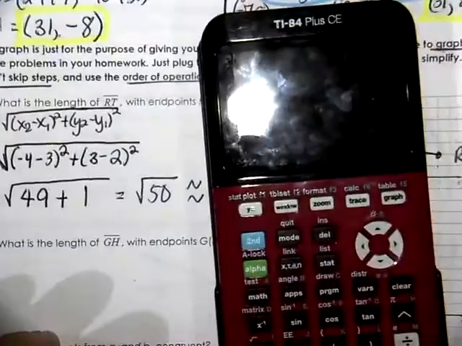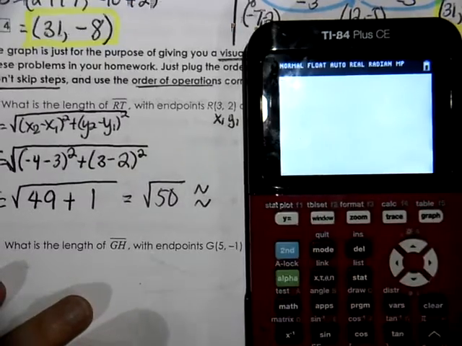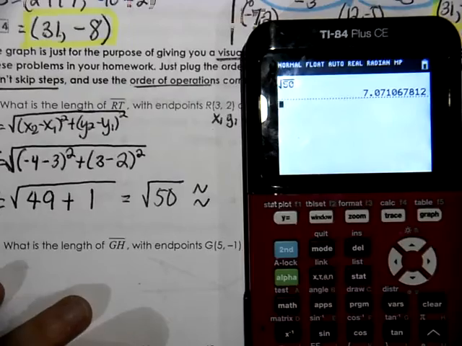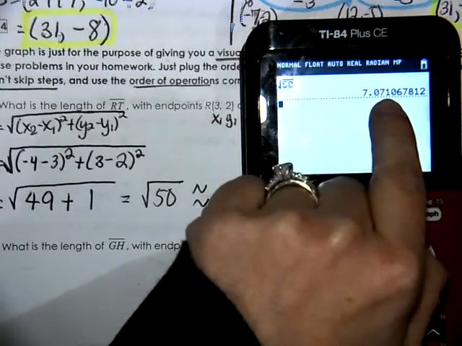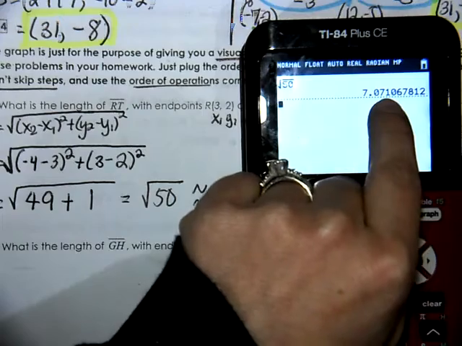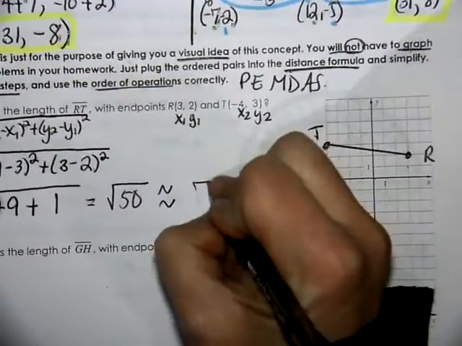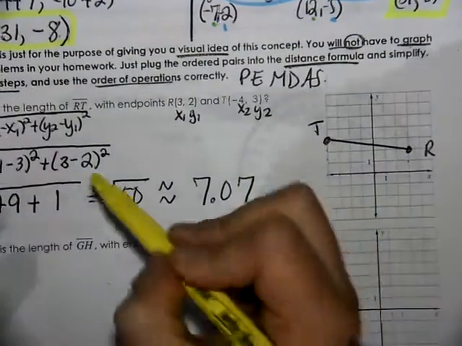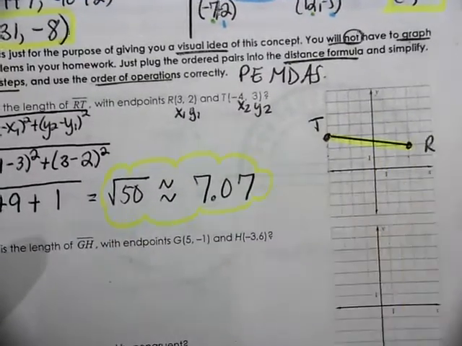I'm going to put the square root of 50 into my calculator. I'm going to press second x squared to get my square root button, and I'm going to put the number 50 in. We're rounding this to the nearest hundredth. The number that's after 7 is a 1, which means I keep it the same. So my answer is approximately 7.07, and that is the length from T to R.